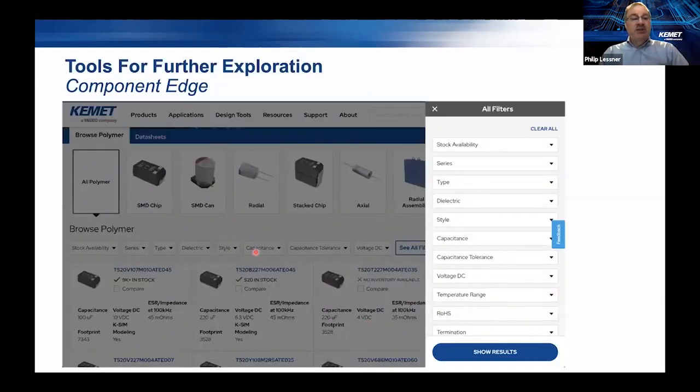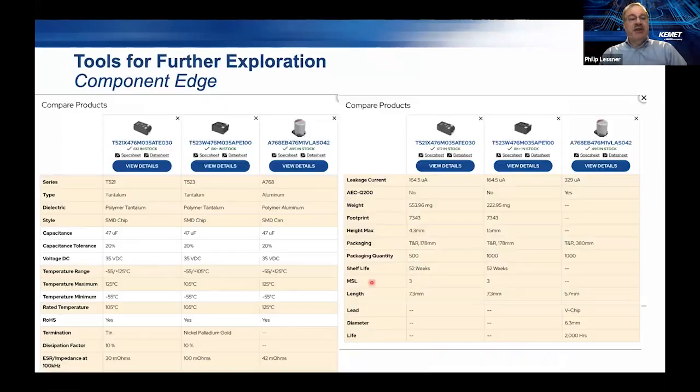So moving along to tools for further exploration, let's talk about some of our online tools. And the first one is Component Edge. So that's an online selector where you could select the series or components by series, dielectric, capacitance, voltage, or many other parametric factors. So if you go here and you enter the information, it'll come up with components or series or ratings that match what you put in for the parametric.